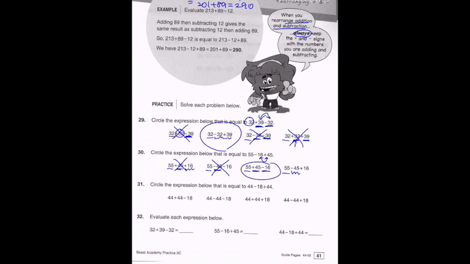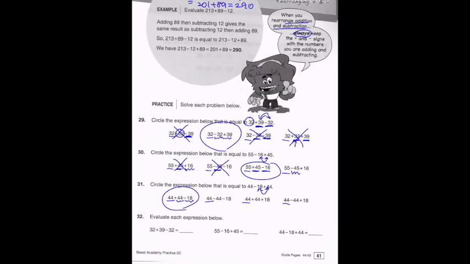Now we'll take a look at problem 31 together. So it says, circle the expression below that is equal to 44 minus 18 plus 44. Again, the number that we're starting with is 44. So we're going to pay attention to these two numbers. So 18 should be subtracted and 44 should be added. Now in the first option, 44 is being added and 18 is being subtracted, so this expression would be the correct one.